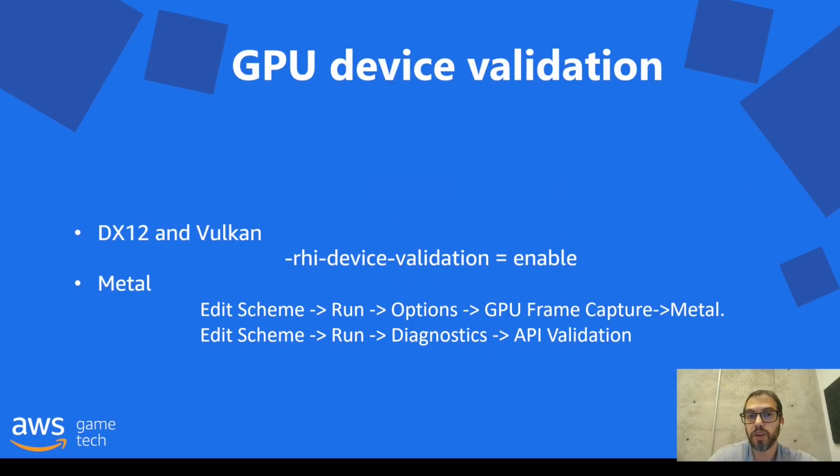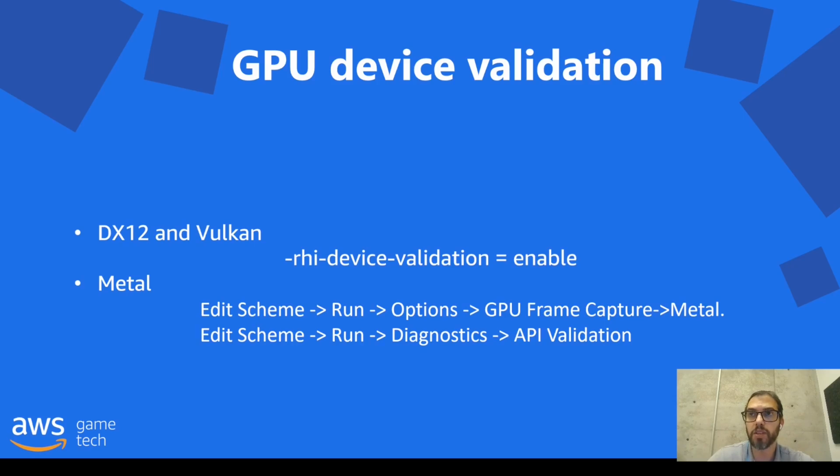Let's go over GPU device validation. For DX12 and Vulkan, you can enable device validation by using this command line parameter, -rhi-device-validation=enable. And for Metal, you can use edit scheme, run options, GPU frame capture set to Metal, and edit scheme, run diagnostics, API validation enabled. That's in the Xcode IDE for Mac.